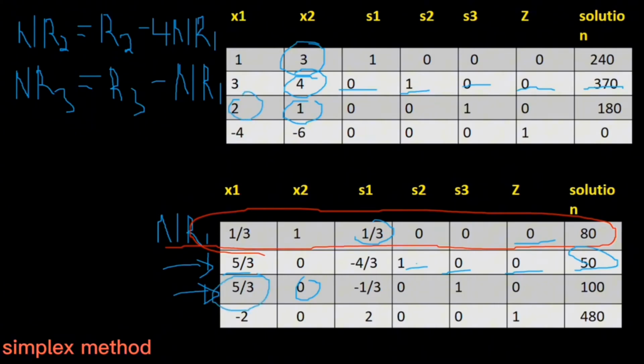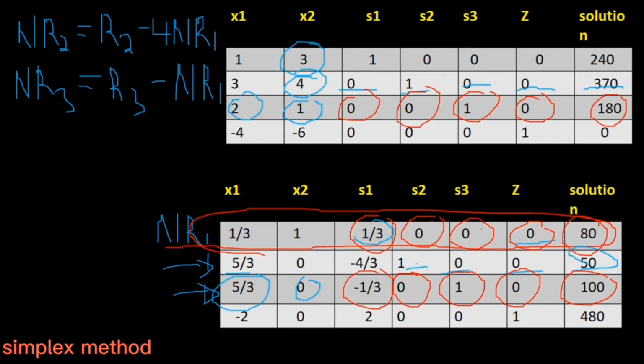Okay, let's use another pen so I can see it well. 2 minus 1/3 is 5 on 3. Okay, 0 minus 1/3 is negative 1/3. 0 minus 0 is 0. 1 minus 0 is 1. This 0 minus this 0 is 0. Okay. 180 minus 80 is equal to 100.